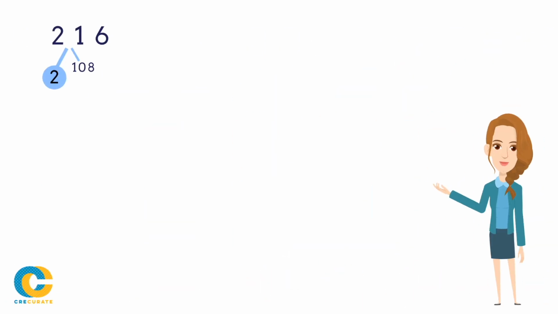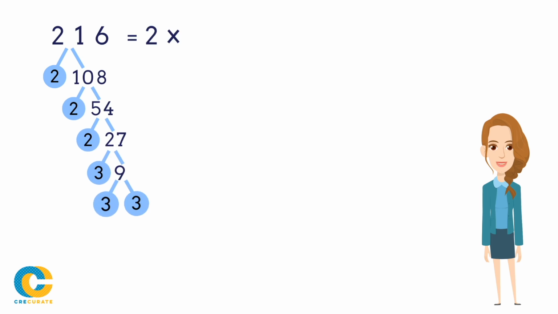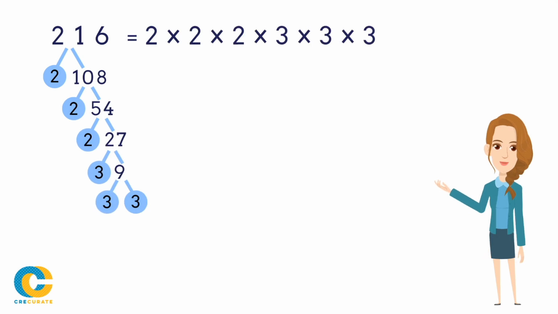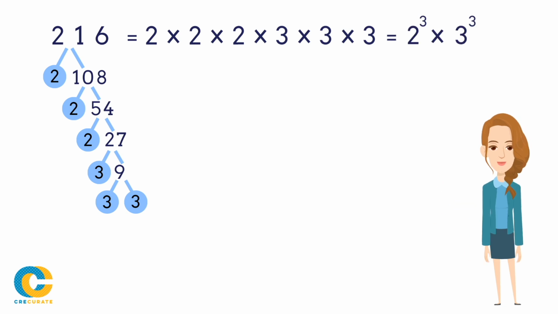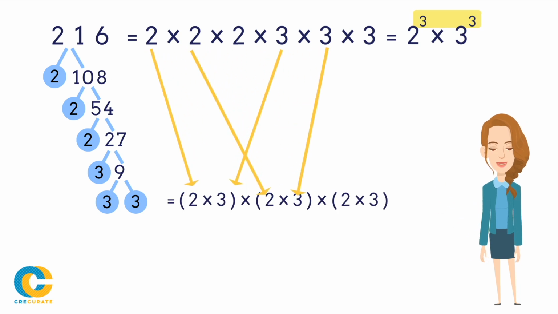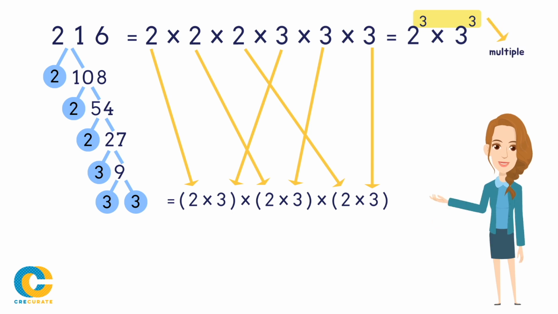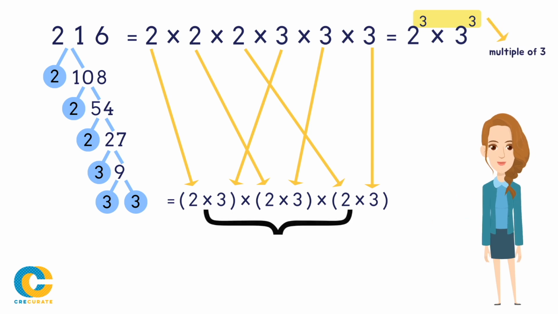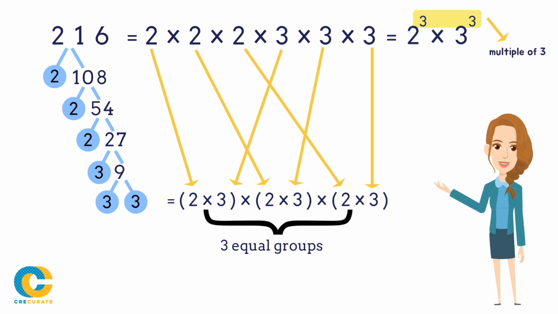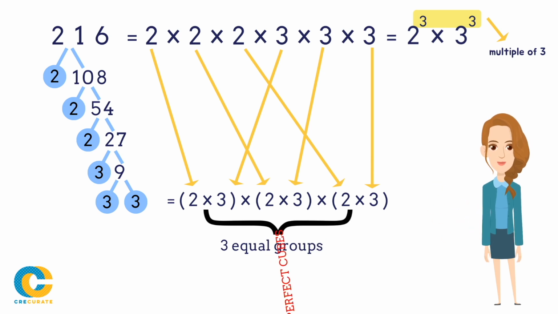Looking at another example, 216 is equivalent to 2 times 2 times 2 times 3 times 3 times 3. We can also write that as 2 to the power of 3 times 3 to the power of 3. Notice that the powers are 3, which means I can split the prime factors into 3 equal groups. Remember, as long as the powers are multiples of 3, we will be able to split the factors into 3 equal groups, which means that the number will be a perfect cube.